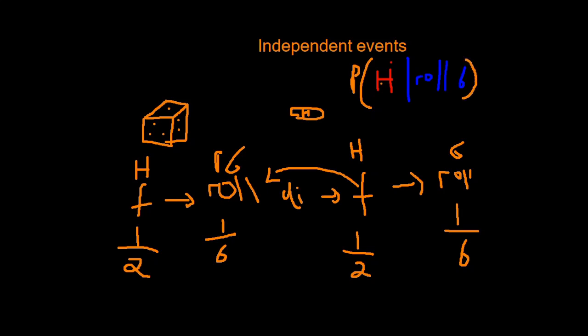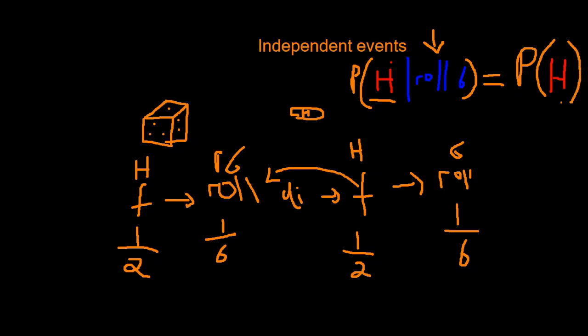So this kind of notation means the probability that this event happens given this event has happened. So essentially this event happened, so now what's the probability of this event happening? For independent events, this is simply the same. The probability of me getting heads here, given that I rolled a 6 here, is still just the same as me getting heads.